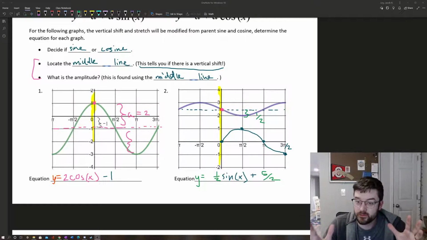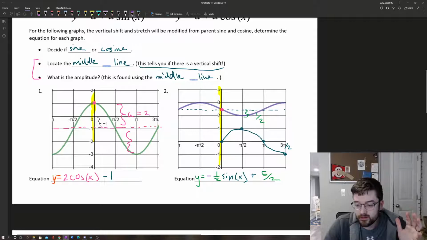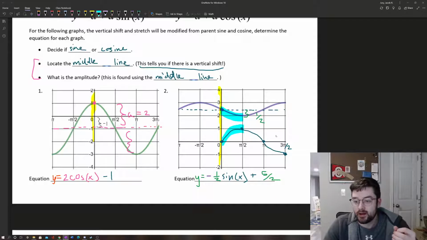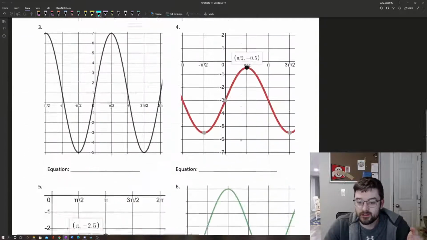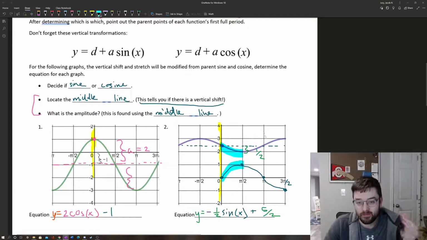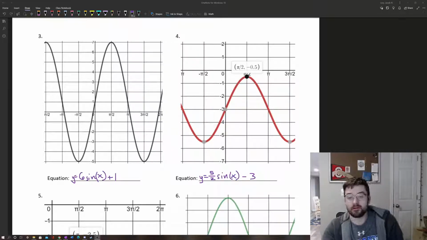Oh my gosh, first of all, I hope you caught this. I didn't put a negative in front of that 1/2. You might have noticed that this graph started going down. Oh my gosh, it started going down before it went up, like normal parent sine does. So you're going to want to make sure your answers down here account for that. So maybe pause again and make sure that you've accounted for those negatives, if there are those negatives in those problems. All right, we got it sorted out.